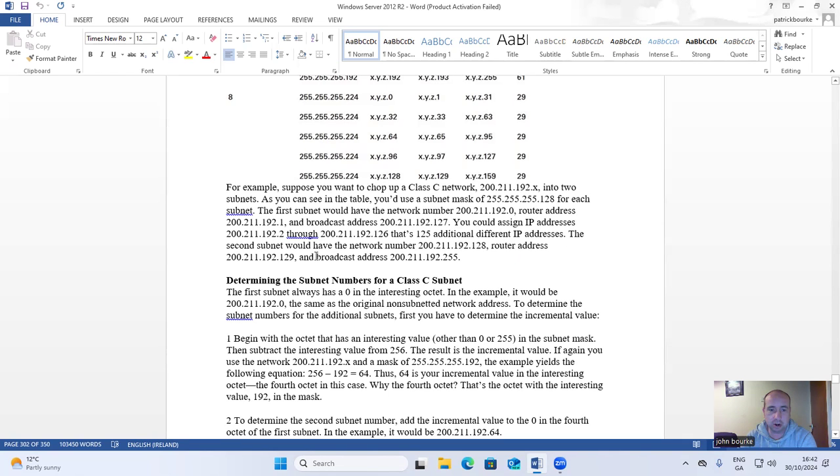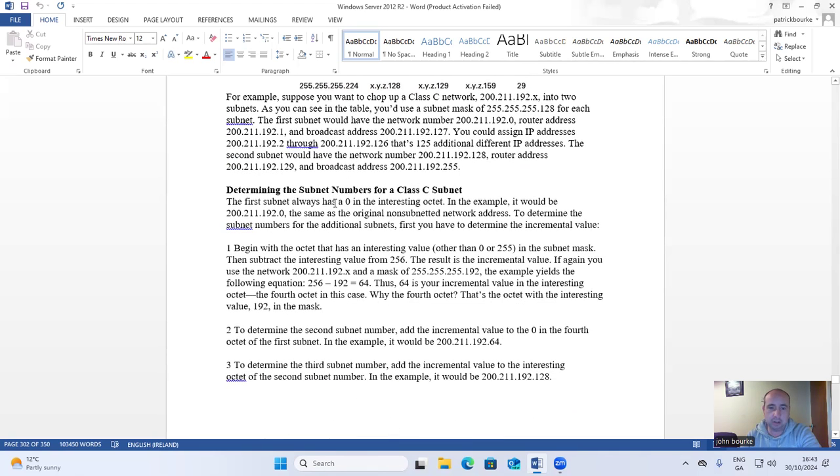The second subnet would have the network number 200.211.192.128, router address 200.211.192.129, and a broadcast address of 200.211.192.255. Determining the subnet numbers for a Class C subnet: the first subnet always has a 0 in the interesting octet. In the example, it would be 200.211.192.0, the same as the original non-subnetted network address.